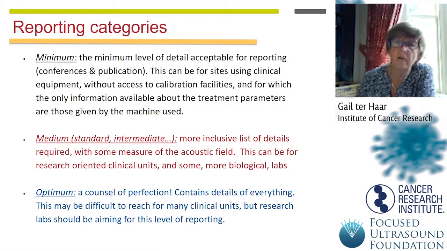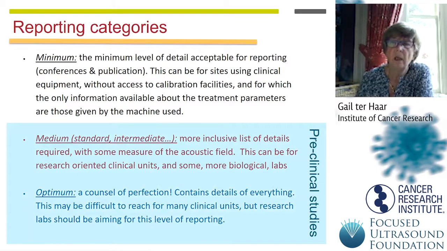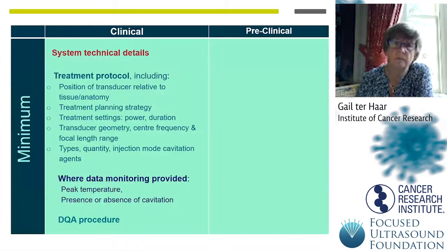But of course, we would like everybody to be using the optimum reporting category, which contains lots of details about everything. We understand that this may be difficult to reach for clinical units that are mainly clinical, but most research labs should be aiming at this level of reporting. And as I said, we see the minimum, the medium and optimum as being the levels at which preclinical studies should be reported. So let's look at those in more detail.